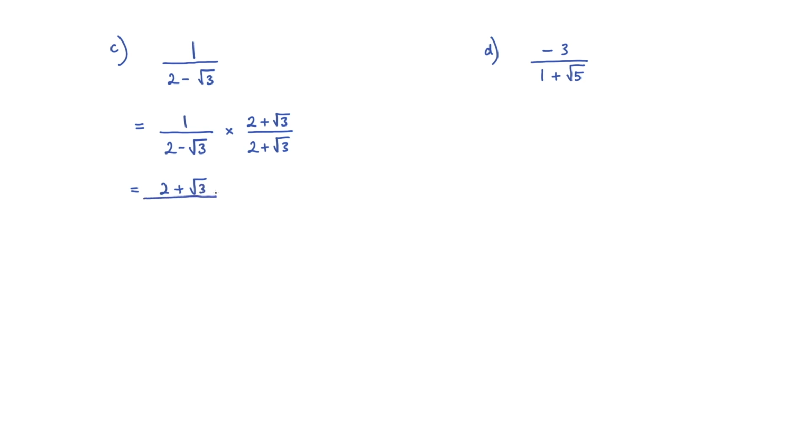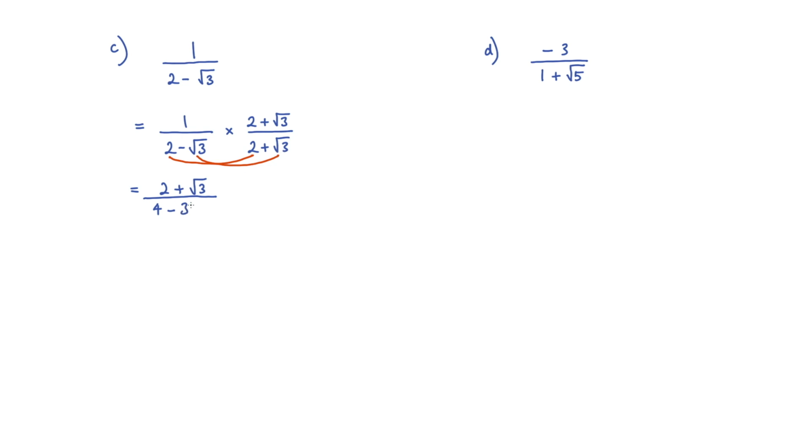Okay, now let's look at when we multiply this denominator. I'm going to get the 2 multiplied by the 2, which is 4. I'm going to get the minus root 3 here, multiplied by the plus root 3. It's going to give me a negative. And root 3 multiplied by root 3 is just 3.